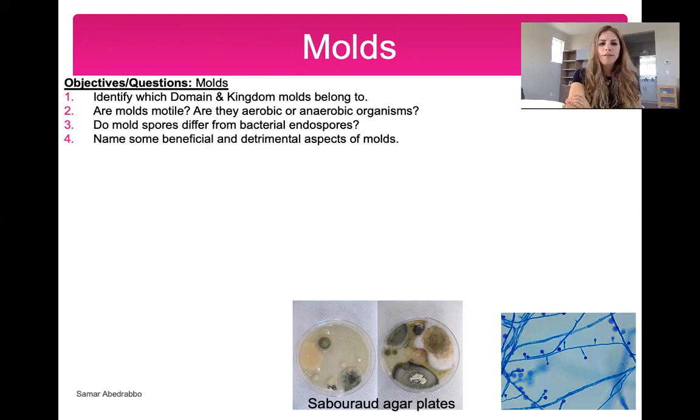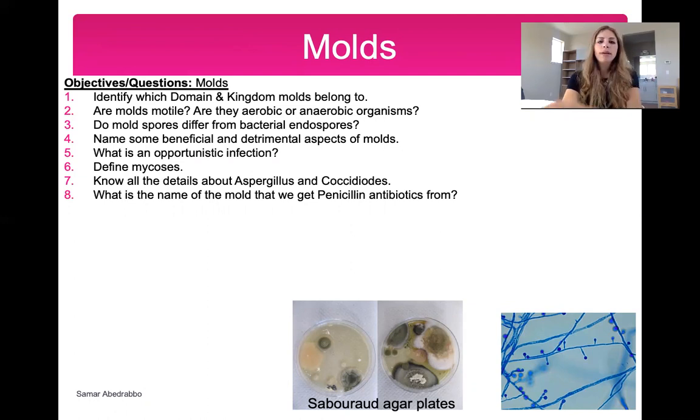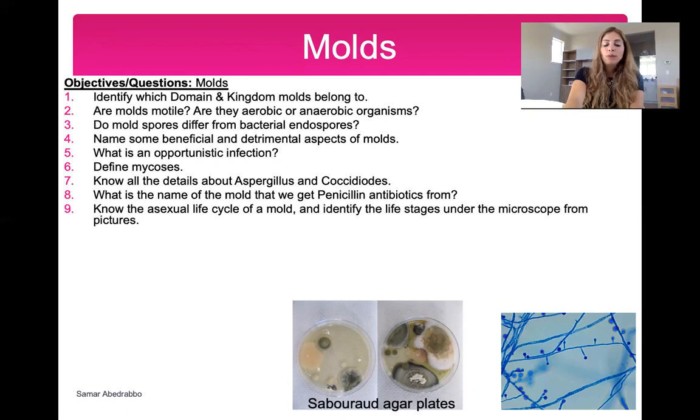And then we talked about beneficial and detrimental aspects of molds. Go over that. An opportunistic infection is an infection that takes opportunity of someone who's immunocompromised. So opportunistic infections cause infections in individuals who are immunocompromised. Mycoses is an opportunistic fungal infection. And then know the details about Aspergillosis and Coccidioides. I think you got the point. And then the name of the mold that we get penicillin from. We talked about Penicillium and showed the pictures.